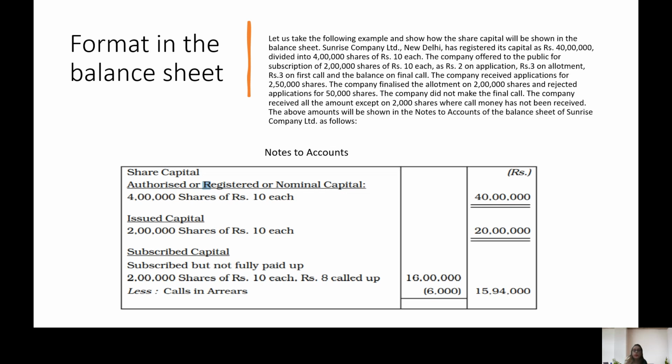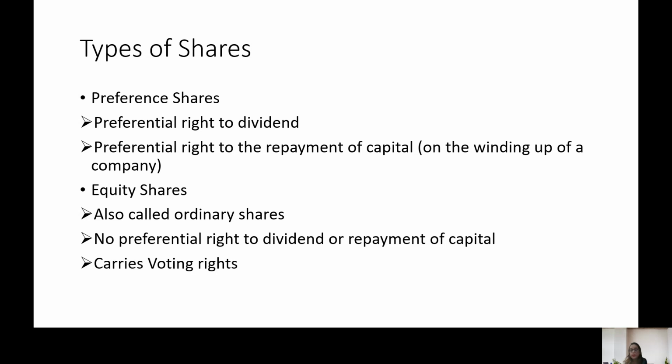Let's talk about the types of shares. There are two kinds of shares which we are going to discuss: preference shares and equity shares. The preference shares are the shares which have to fulfill the following two conditions. They have a preferential right to the dividend, meaning whenever dividend is declared, it will be given to the preference shareholders before it is distributed to equity shareholders, right?